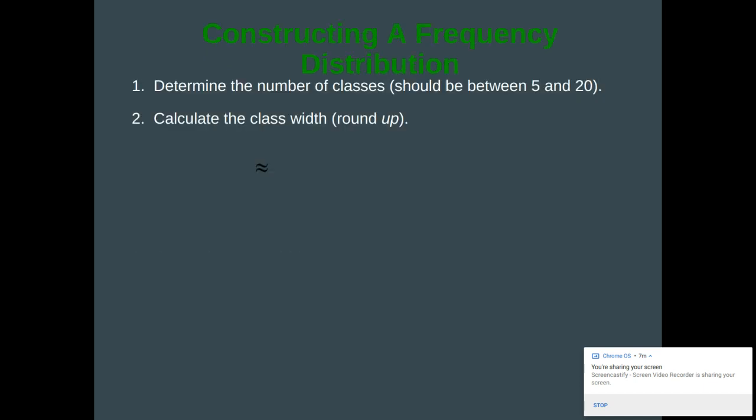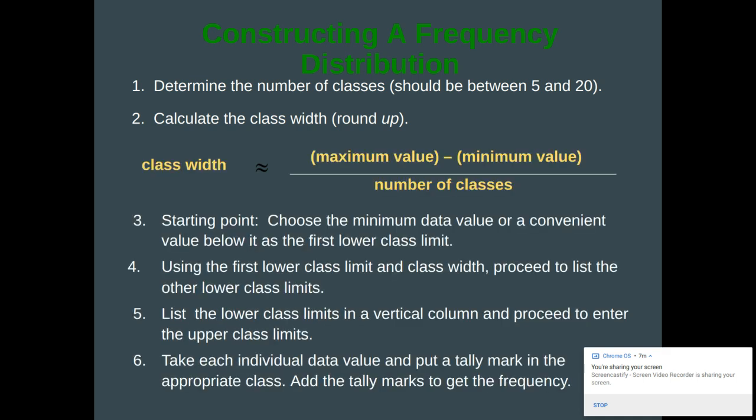So let's talk about how we build this, okay? When we're building a frequency table or a frequency distribution, as you will often see, the first thing we need to figure out is how many classes we want to have. Now, this is not some mathematical formulaic thing that you have to figure out. It's simply based on the data and what you're seeing.